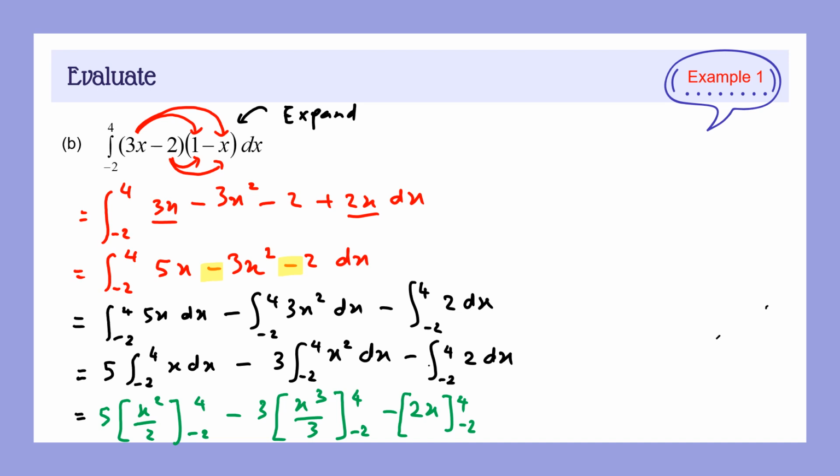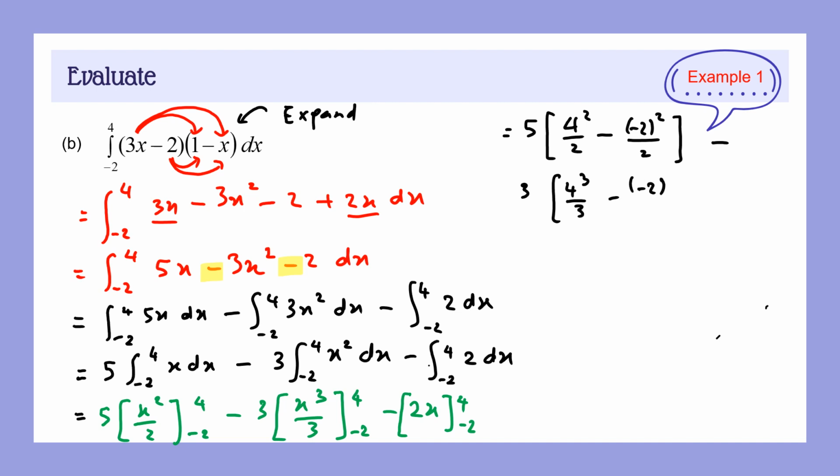So then 5 times (4 squared over 2 minus negative 2 squared over 2) minus 3 times (4 cubed over 3 minus negative 2 cubed over 3) minus (2 multiplied by 4 minus 2 multiplied by negative 2). So we substitute the upper limit first, then minus with substitute lower limit. So finally, we calculate by using calculator. We get the answer is negative 54.